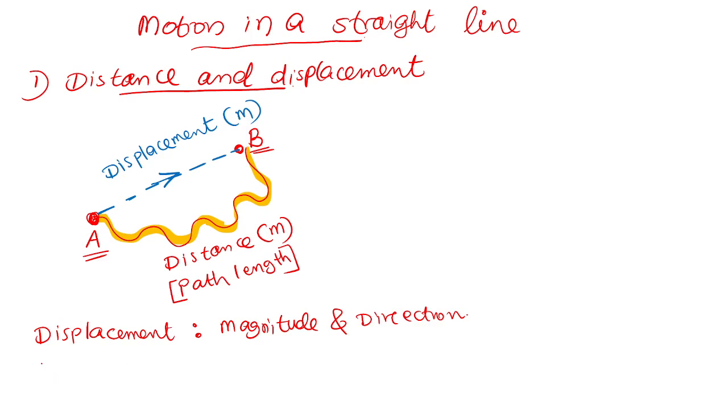The unit is meter, but when we talk about distance, only magnitude is enough. We will not talk about the direction. If somebody asks what is the distance, that indicates the path length. When we talk about the length of the road, the direction is not required. The road length is 200 meter, 500 meter. So when we talk about displacement, the direction should be specified. Okay, so this is about distance and displacement.